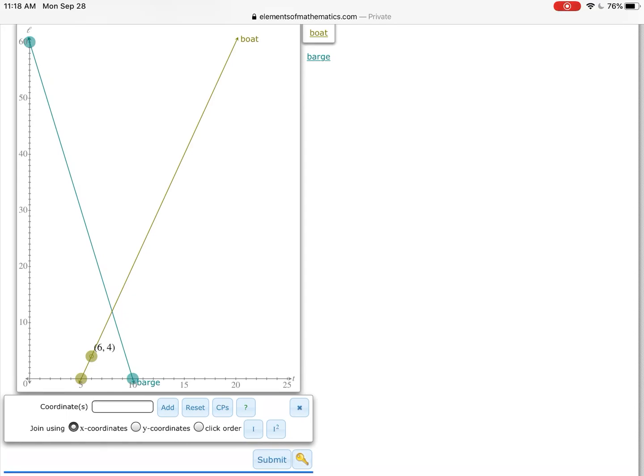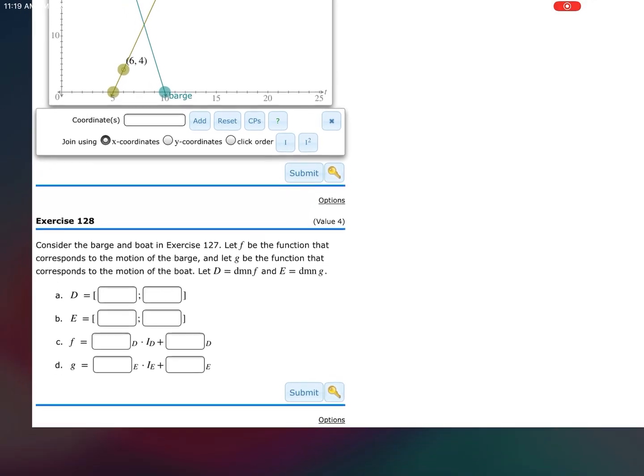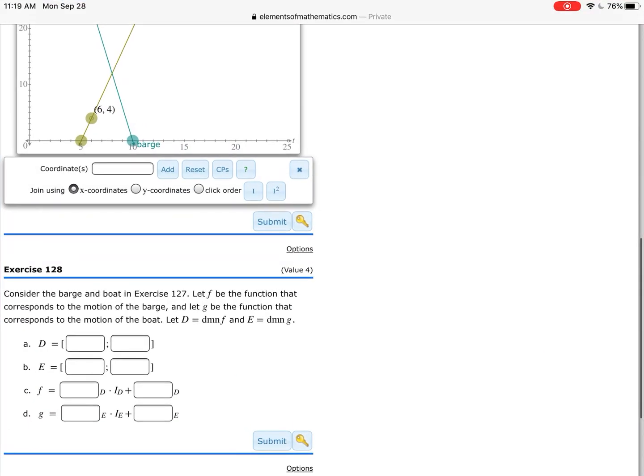Indeed, going downstream, you should be able to go faster than going upstream, unless you're on a power boat. Anyway, this graph looks much, much better. Now, the next exercise, of course, is going to ask you to consider the barge and boat. Now you're actually going to write the functions.